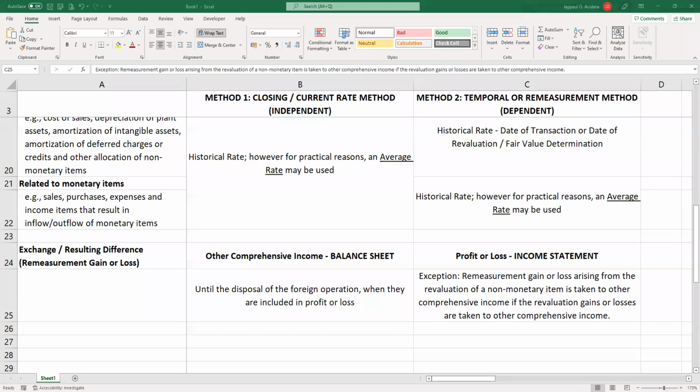If it is a currency of a third country, like hindi siya Philippine peso, hindi rin siya local currency unit na dollars, okay? Let's see, it's pounds, rupees, or whatever. It will be accounted for as, okay, remeasure first and then translate.